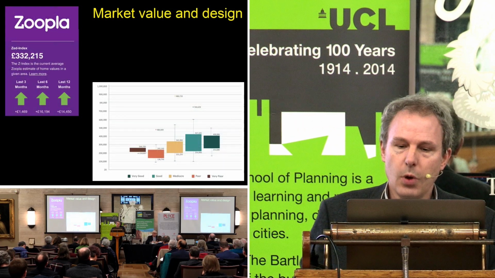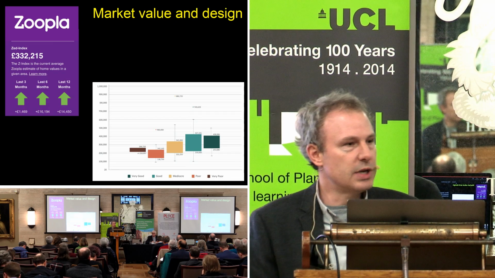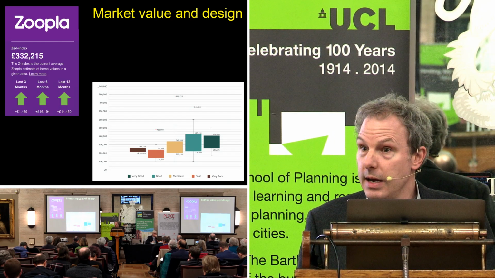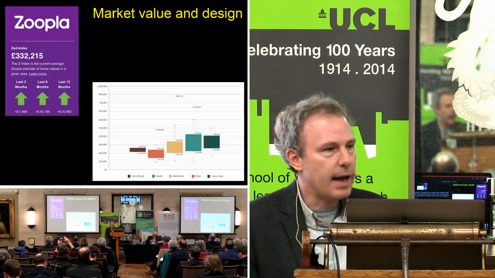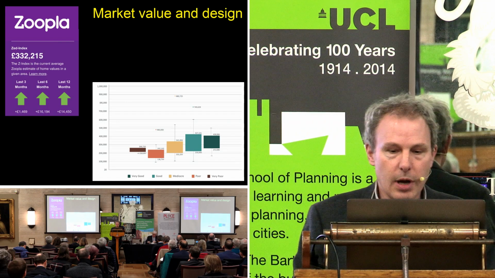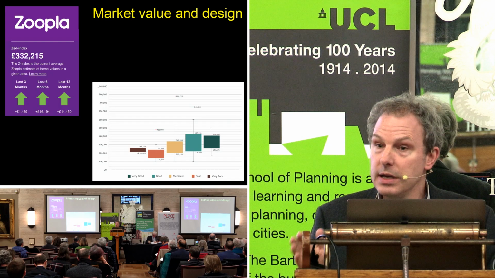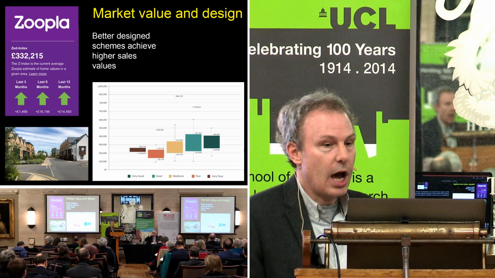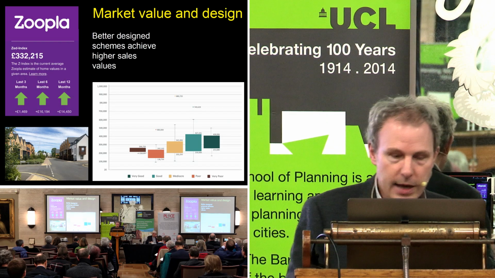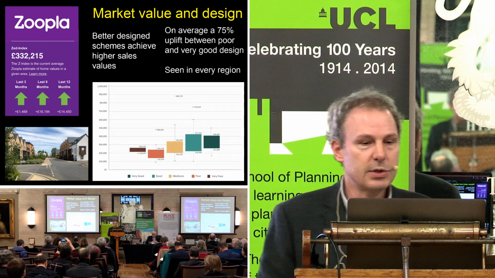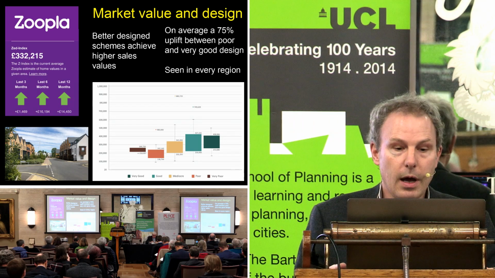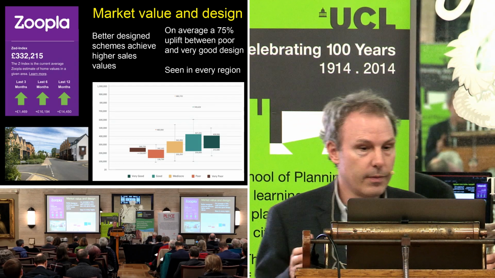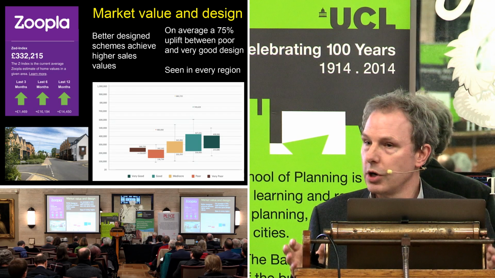When the design audit schemes were compared to the market value, we used data from Zoopla's Z-index, which records average sale prices in different postcodes around the country. And when we did that, there's a very obvious correlation between house price and the design quality that we are seeing in the housing developments. Better designed schemes achieve higher sales values. Across the whole of the 142 schemes, there was on average a 75% uplift between the poor and the very good quality schemes in terms of their market value. And we see this pattern in every region across the country.